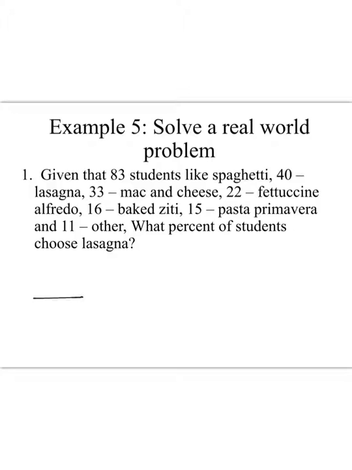Last one we need to look at is our traditional word problem. We're still going to have 100 on the bottom. 83 students like spaghetti, 40 lasagna, 33 mac and cheese, 22 fettuccine alfredo, 16 baked ziti, 15 pasta primavera, and 11 chose some other type of favorite pasta. We want to know what percentage of students chose lasagna. Well, we know that 40 students chose lasagna. In order to get our total amount, or the of piece, we need to add up all of the data that was given to us.